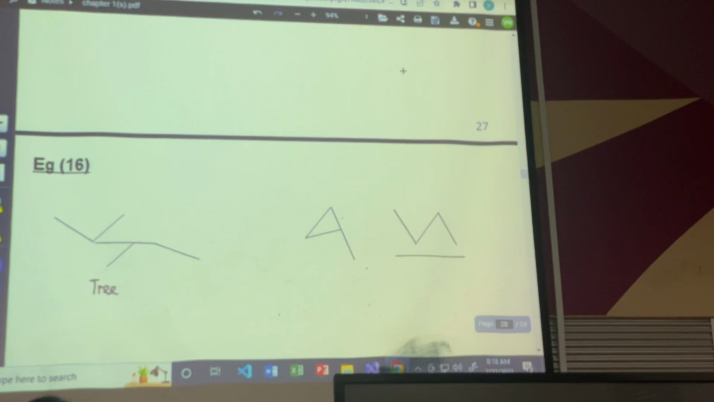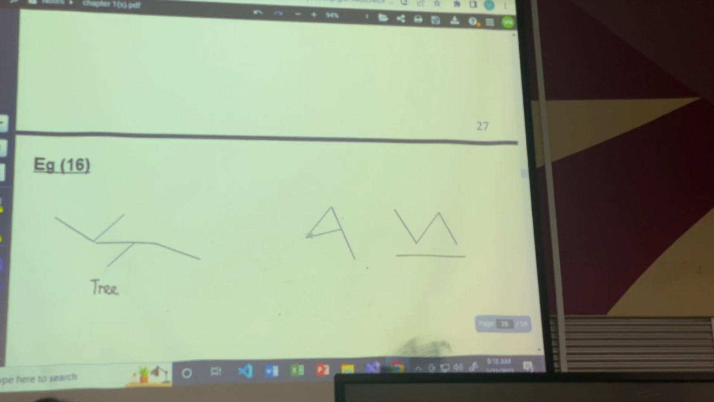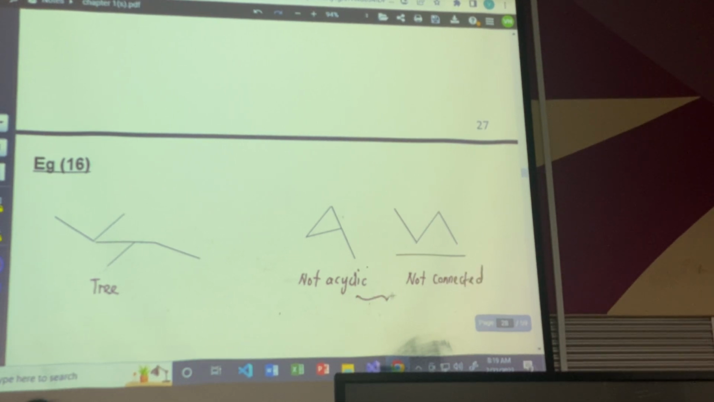How about the diagram at the right? Is this graph a tree? Now, what is the reason you say this is not a tree? This one is not acyclic. Yes, this is not acyclic, and this one is not connected. So these two reasons cause this to not be a tree.